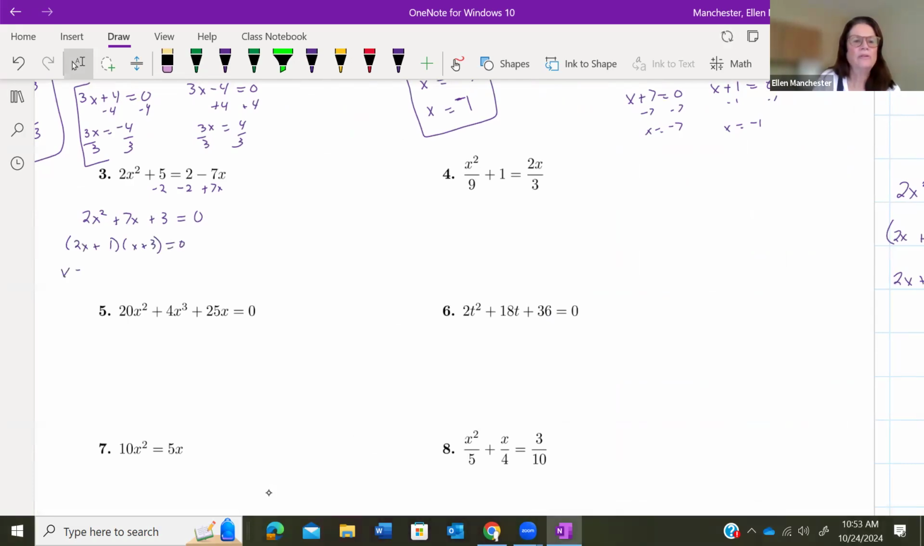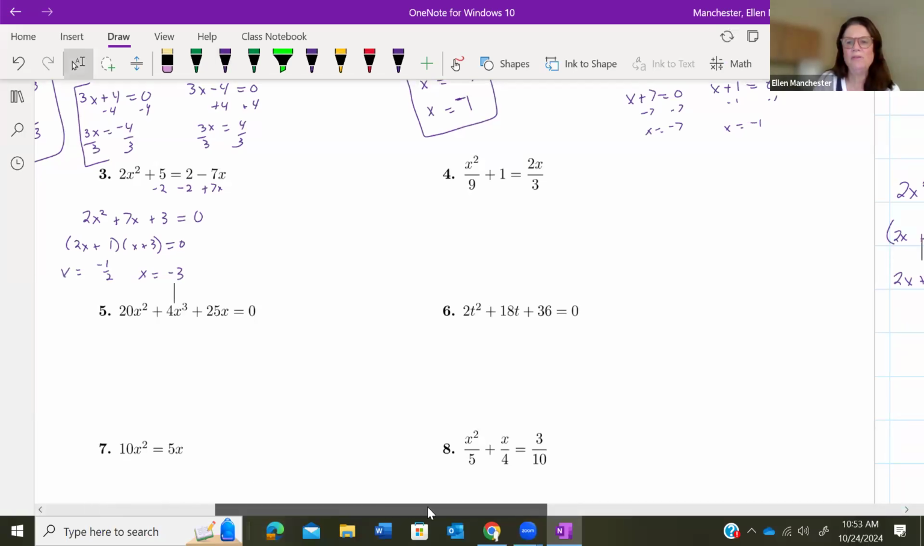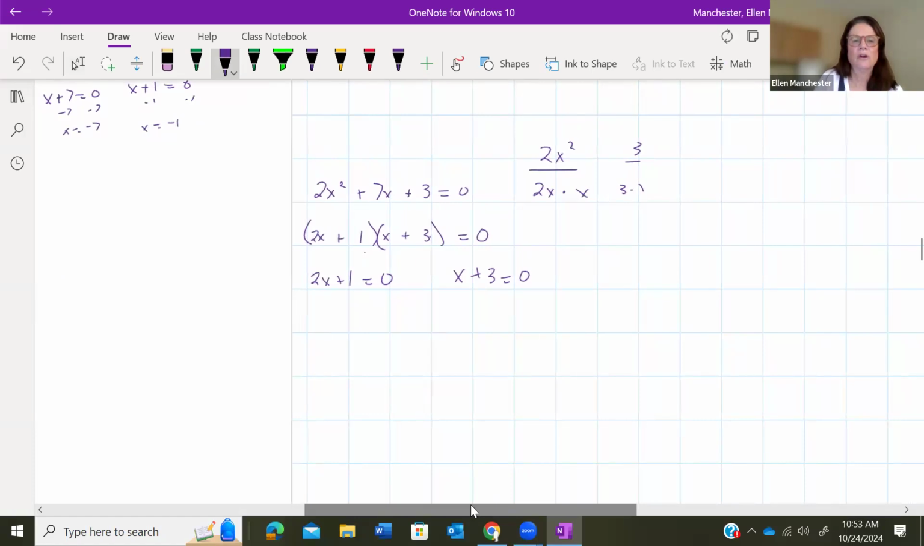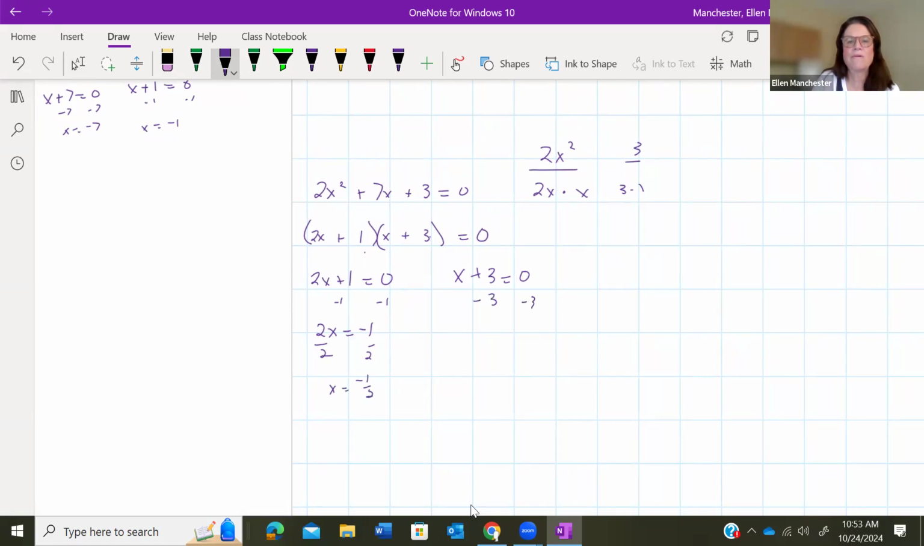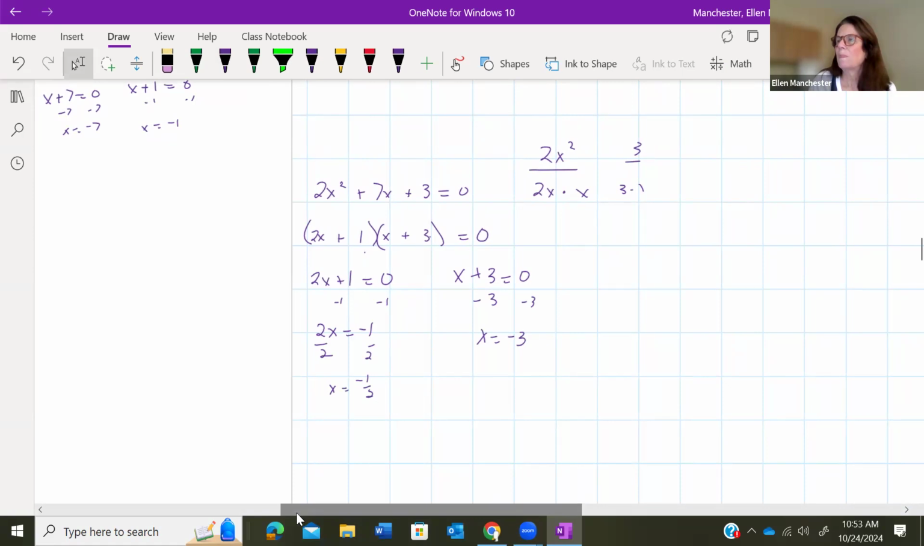So my x is going to equal negative 1/2, and my x is going to equal negative 3. So all I'm doing is just switching my sign. So I'm subtracting 1 and dividing by 2. And then here I'm subtracting 3.